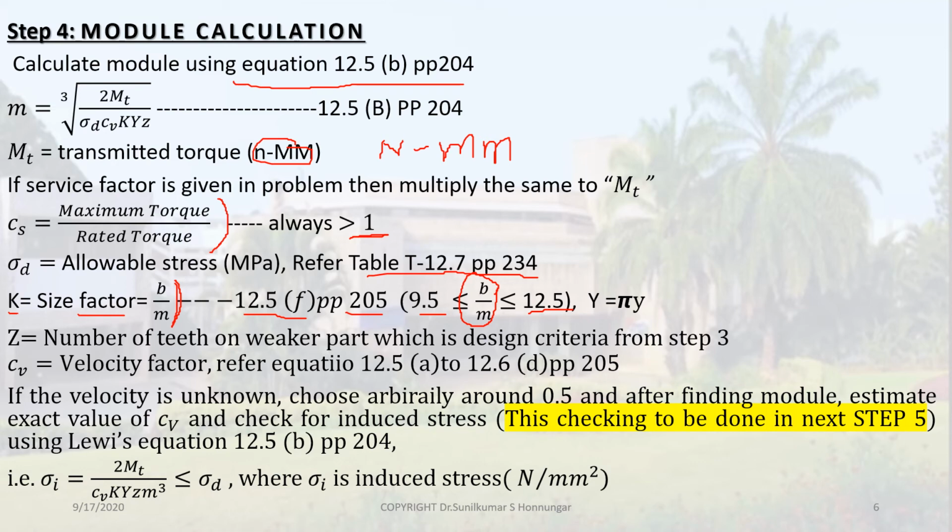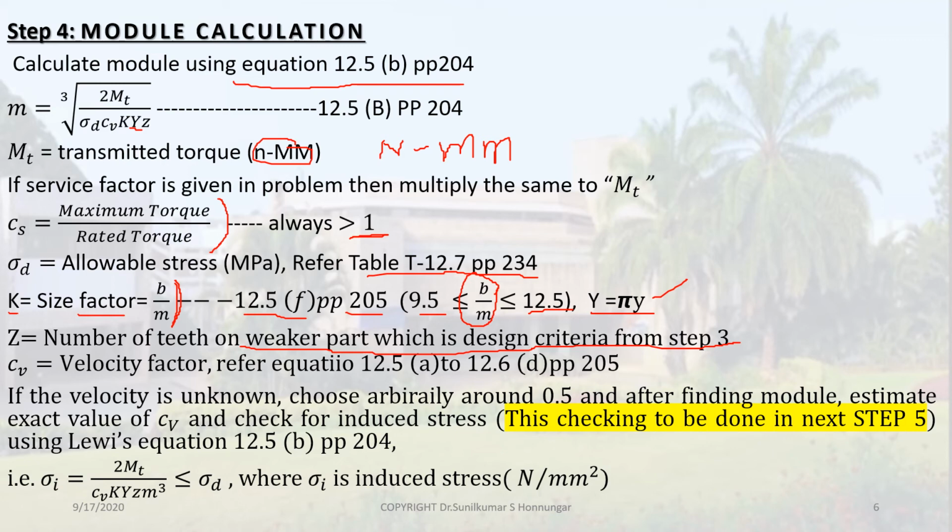And then one more: capital Y in this expression is pi into small y, the Lewis form factor, which I narrated in the previous slide. Z is the number of teeth on the weaker part, which is the design criteria from step number 3. That means they will not give that; they will give simply Z. You have to decide whether Z1 or Z2 has to be taken, whichever is the design criteria. If it is a pinion, in place of Z substitute Z1. If it is a gear, in place of Z substitute Z2.